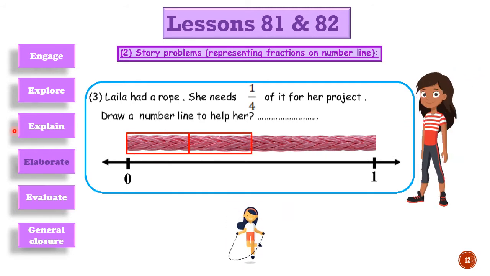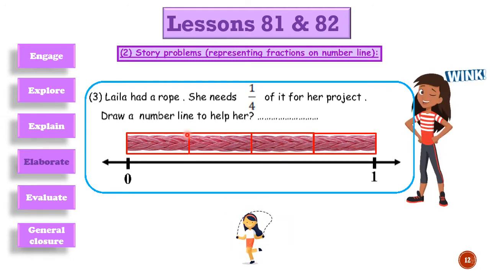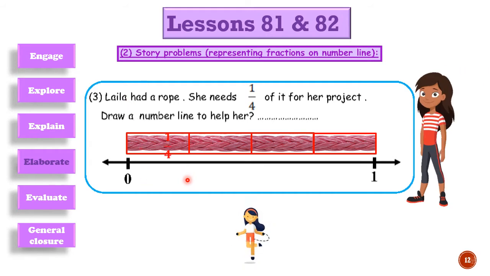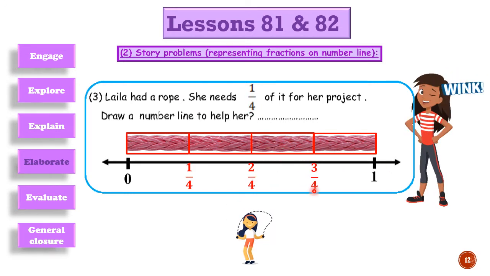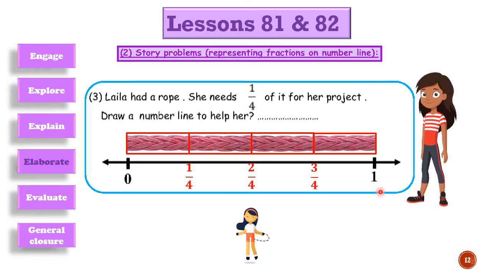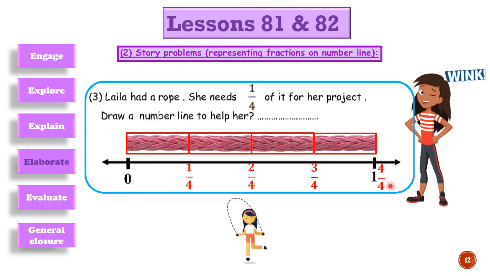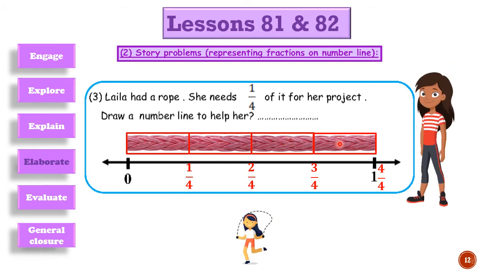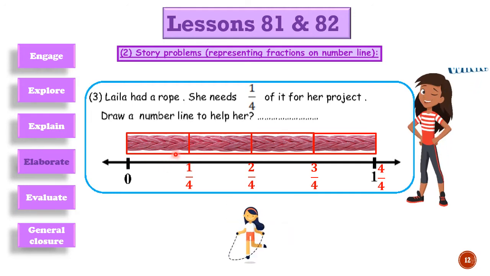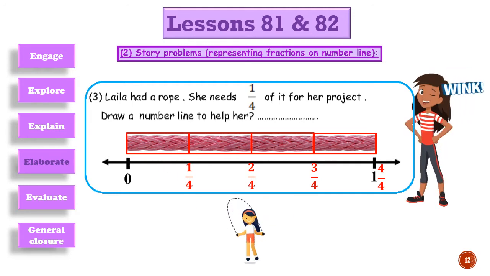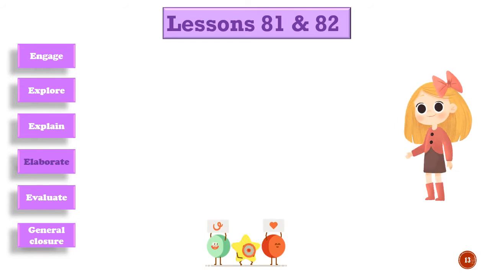Each part is a fourth. 1, 2, 3, 4 parts. Now this part is called a fourth, this part is called 2/4, and this part is called 3/4, and the last one, which is the whole one, is 4/4. Then we helped her distribute this number line into fourths. She needs just this piece for her project. Now let's go to the next one.